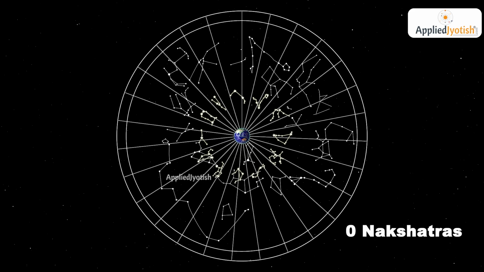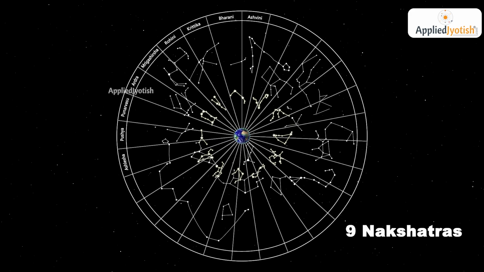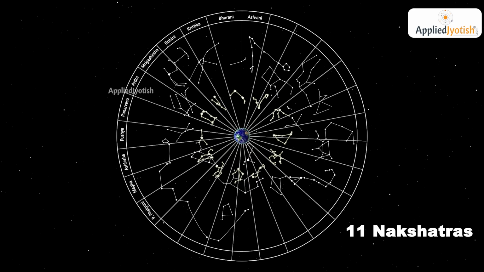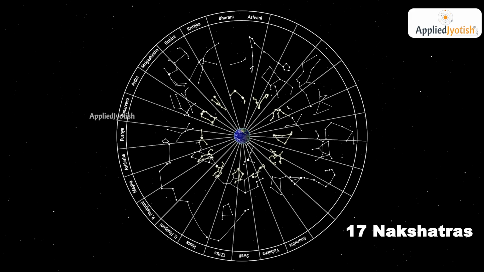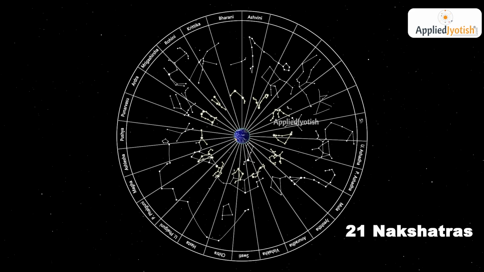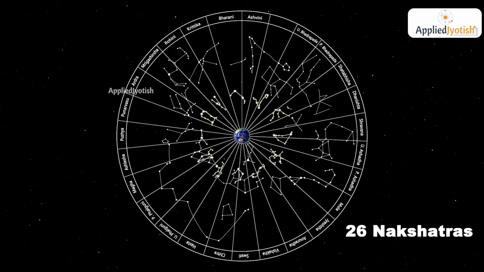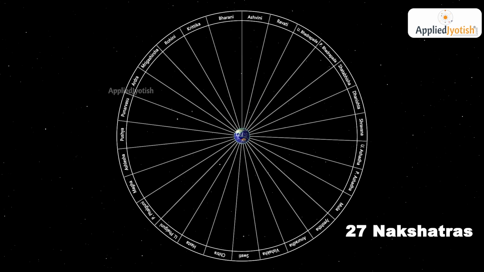These are the 27 nakshatras: Ashwini, Bharani, Kritika, Rohini, Mrigashira, Ardra, Punarvasu, Pushya, Ashlesha, Magha, Purva Phalguni, Uttara Phalguni, Hasta, Chitra, Swati, Vishakha, Anuradha, Jyeshtha, Mula, Purvashadha, Uttarashadha, Shravana, Dhanishta, Shatabhisha, Purva Bhadrapada, Uttara Bhadrapada, and Revati.